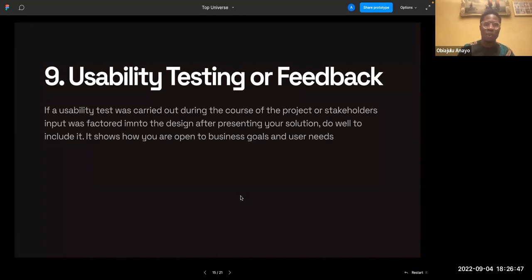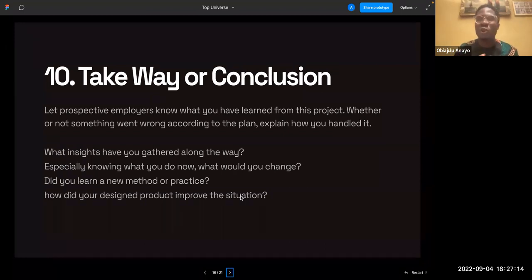Tell us about their inputs, like what did they like? Maybe they didn't like one screen, or the way this feature is coming out, right? Tell us, we want to know, because we know that when hiring for a full-time role or for a job, you will be working with these kinds of people, and they will definitely be making inputs into your product. So do well to include it. It shows how open you are to factoring business goals and user needs into your design.